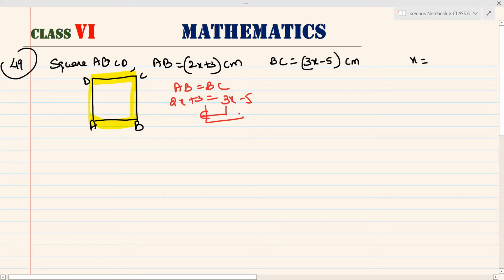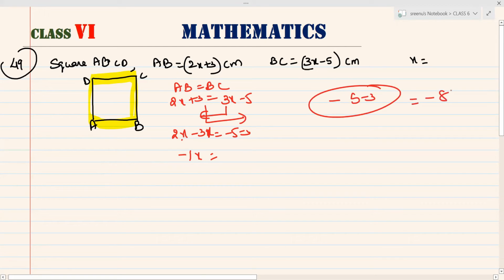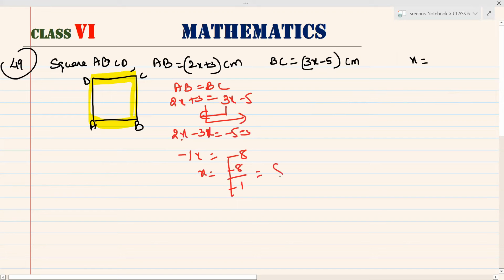So variables to the left side, numerals to the right side. Transposition. 3x, if it comes to the left, will become minus 3x, and plus 3 becomes minus 3. 2x minus 3x, 2 minus 3 can't do. Again, we go for the integers. The big number is 3, minus 1x. Minus 5 minus 3, two integers. Negative sign, we have to add. We did all this in the integers chapter. And x is equal to minus 8 over minus 1. Minus minus cancel. 8 by 1 is equal to 8. Okay, just check it out.